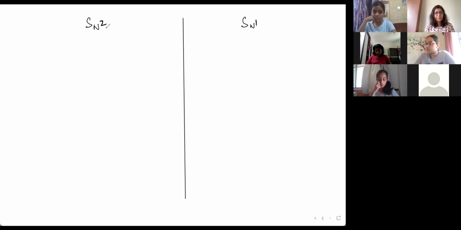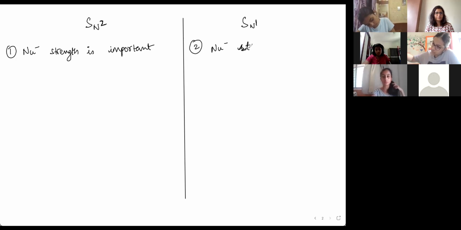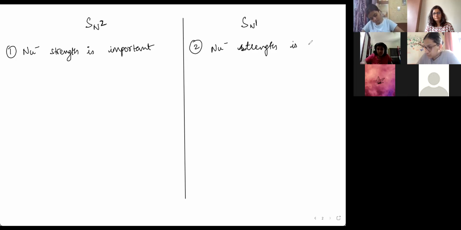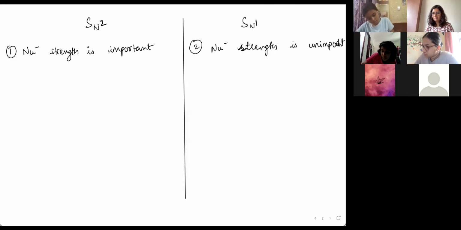So SN2 में, the first point is, the strength of the nucleophile is important. But in SN1, the strength of the nucleophile is not as important. Okay. Anyone wants to figure why this is the case? Any guesses? What do you think?